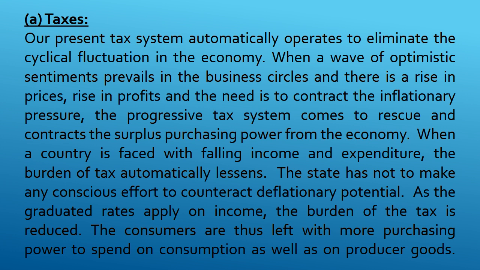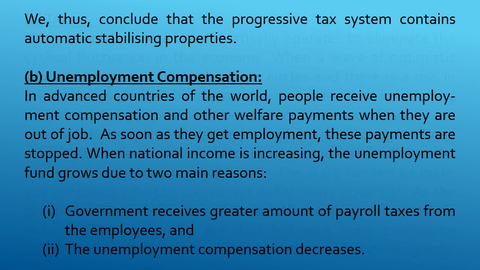When a country is faced with falling income and expenditure, the burden of tax automatically lessens. The state does not have to make any conscious effort to counteract deflationary potential. As the graduated rates apply on income, the burden of the tax is reduced. The consumers are thus left with more purchasing power to spend on consumption as well as on producer goods. We, thus, conclude that the progressive tax system contains automatic stabilizing properties.